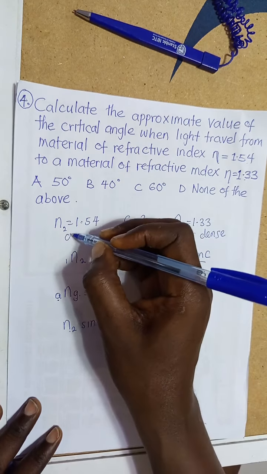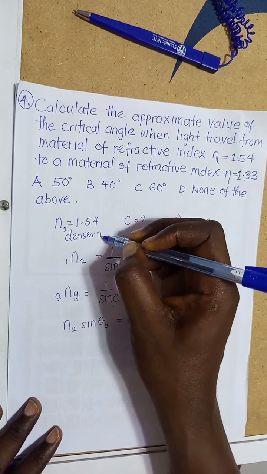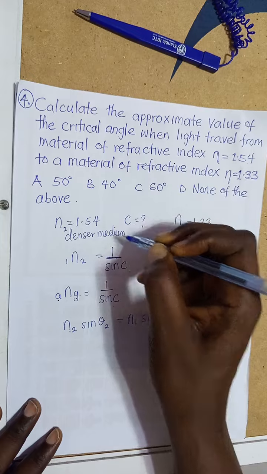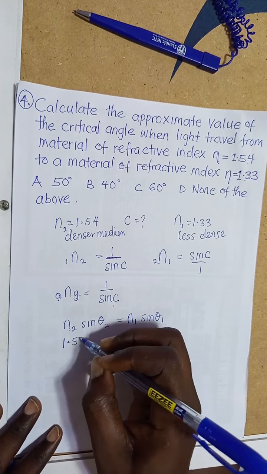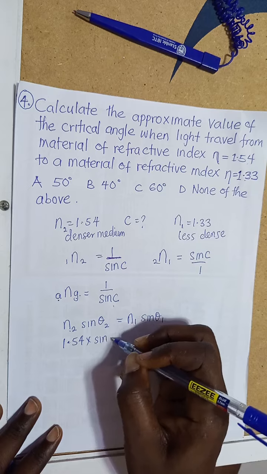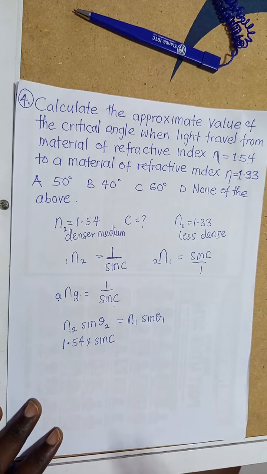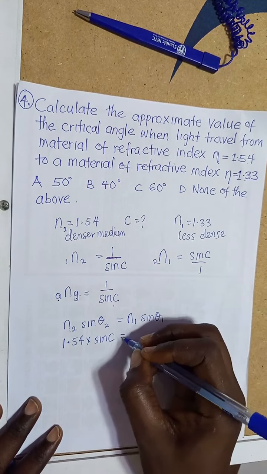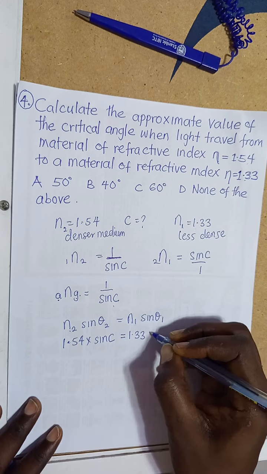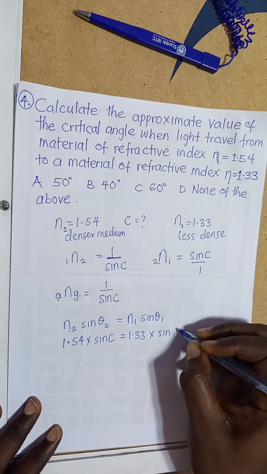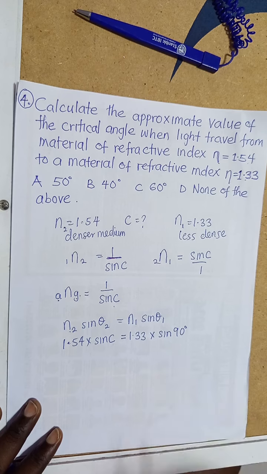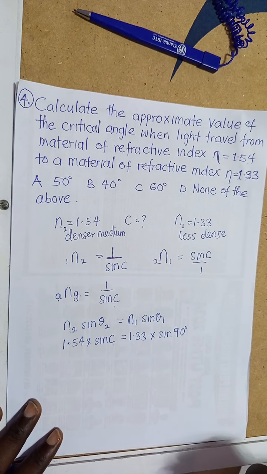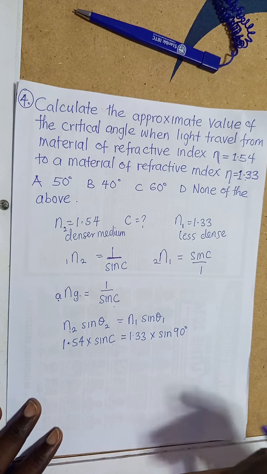Now, or this one is what? Denser medium. So if that is the denser medium, it means that this one is what? 1.54 times sine C, because the critical angle will always be in the denser medium. Equal to what? 1.33 times what? Sine 90. Because at the critical angle, the refracted angle, which is the angle in the less dense medium, is 90 degrees, between the boundary of glass and air.